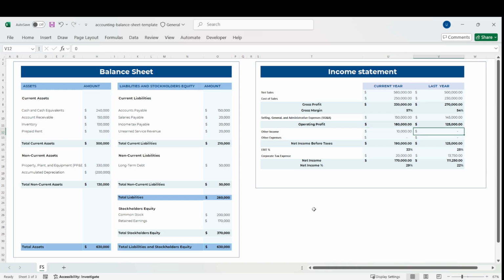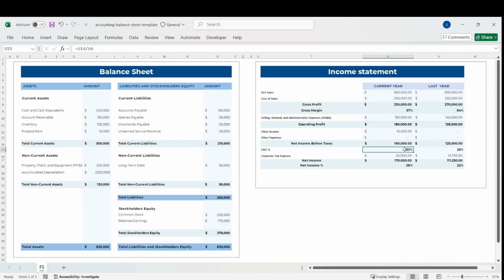And last year we had zero other income. Here we have 10,000. That means that the company had a new source of income, not directly related to the business of the company. Then we have net income before taxes, 180,000. Last year it was 125. There is an increase of 52%. This significant increase shows that the company is becoming more profitable, and overall, this is a strong indicator that the business is growing efficiently and is well managed.